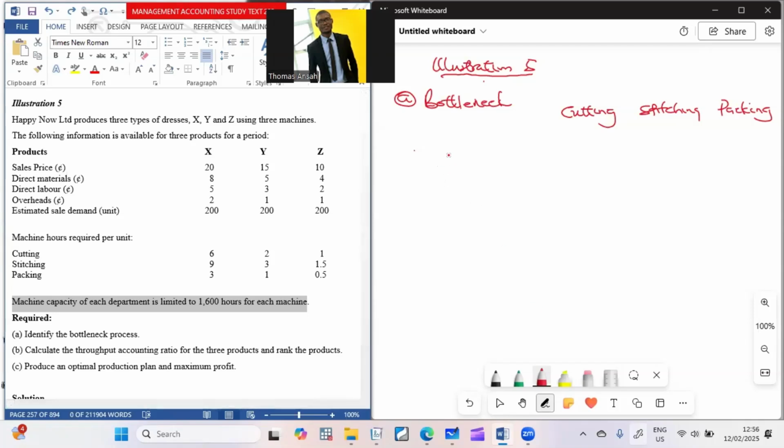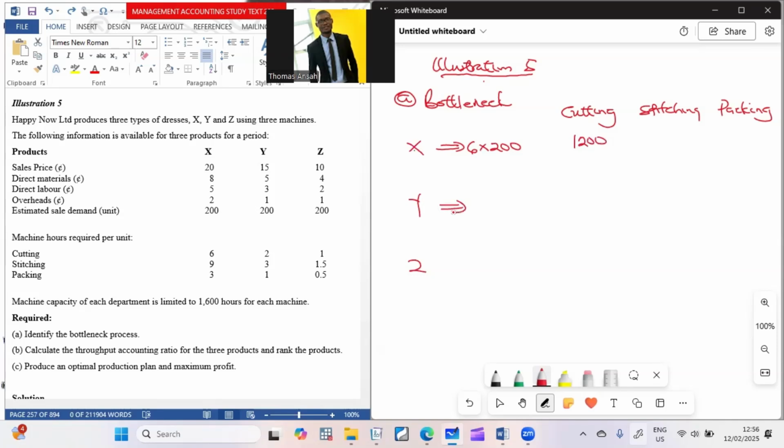So we have the departments and the products are X, Y, and Z. Now watch this. This is machine hours per unit, and these are the products. So if I want for cutting, for this side, I will need 6 hours to produce the 200 units, so it will be 6 by 200. By that, I have 1,200.